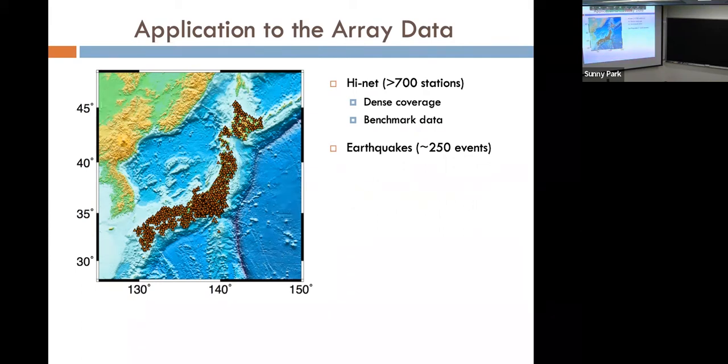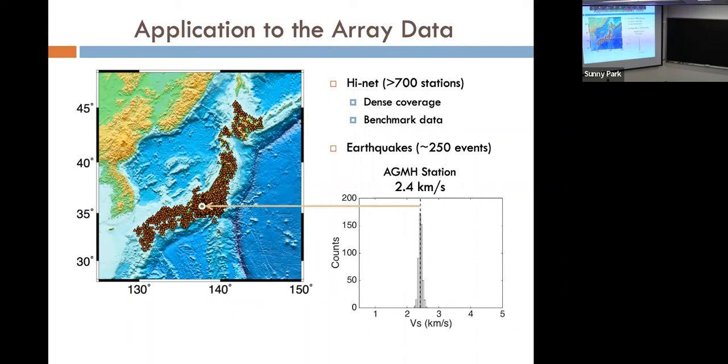So I can use that as a benchmark to verify if this method is working well or not. For the earthquakes, I'm going to use exactly the same sets of earthquakes that I showed for the single station analysis. And the single station is actually part of this Hi-net network, so it's sitting here. What I'm going to show in the next slide is basically the VS value, the final estimate we got, as a color here. I'm going to talk about VS only in this talk, but I'm happy to discuss VP results as well.